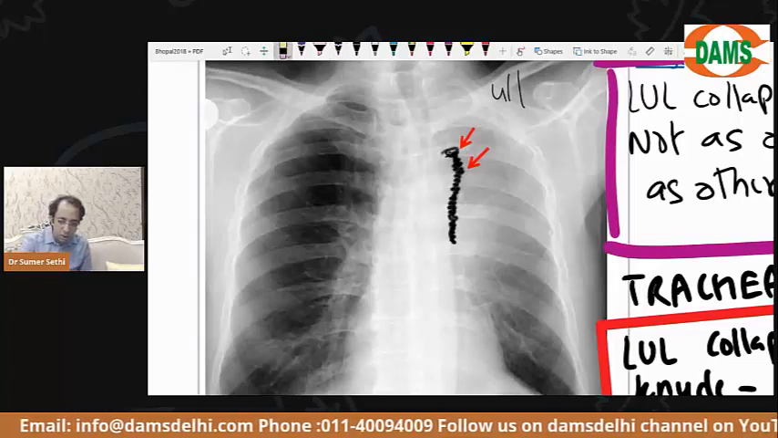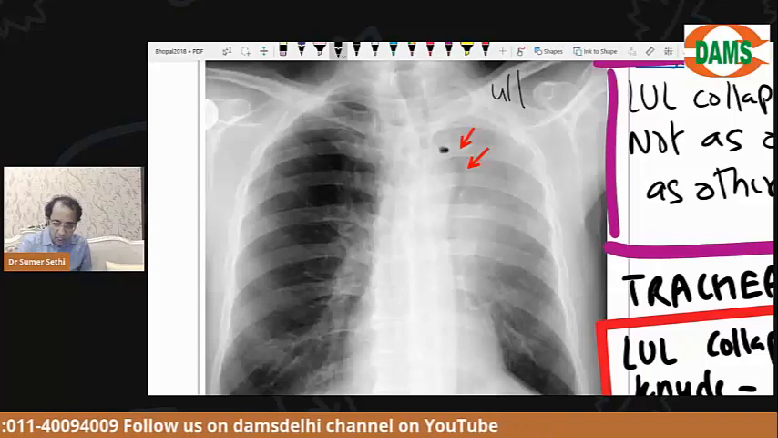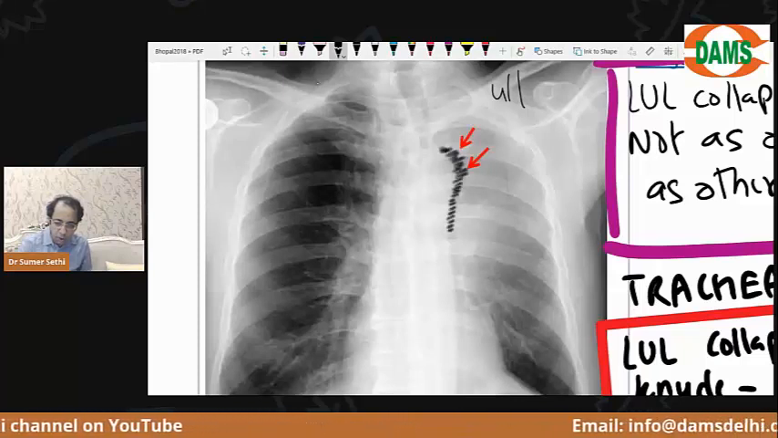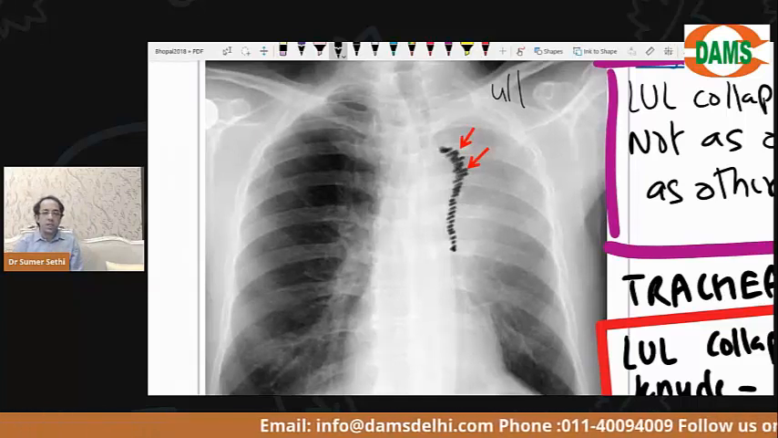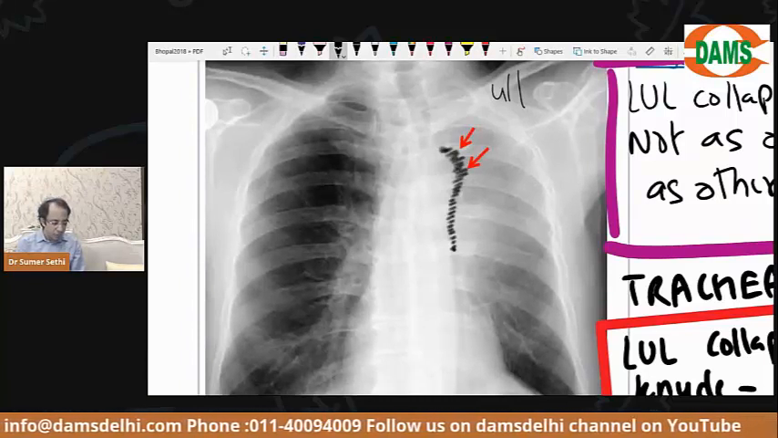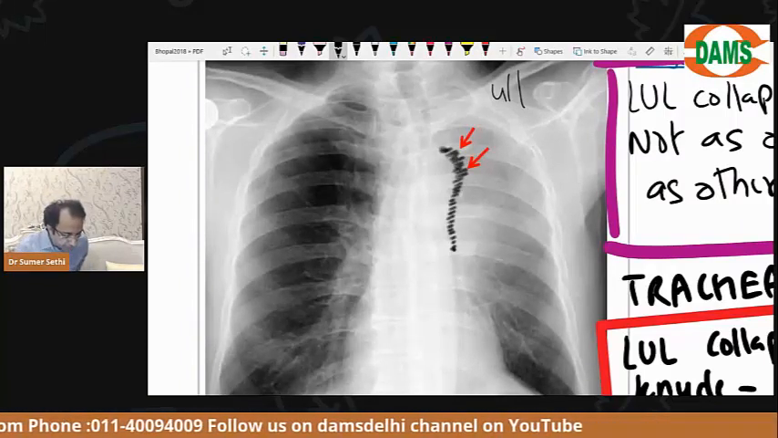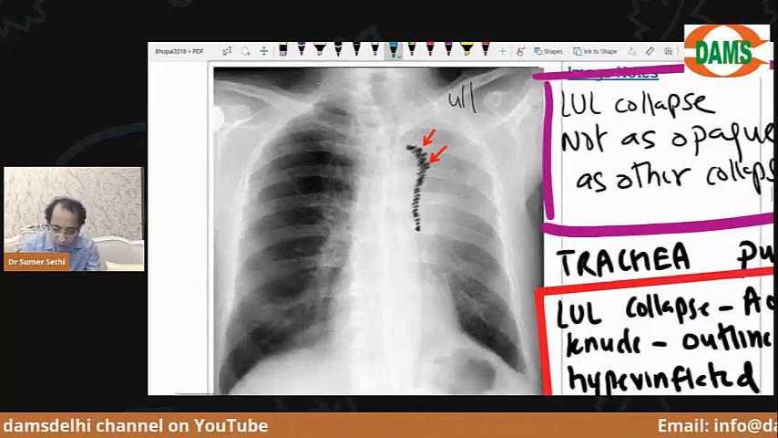Are you clear? So it is the lower lobe which is actually hyperinflated and pulled up, and it is giving a border to the aorta. This is called the Luft-Sichel sign. Luft-Sichel sign is seen in left upper lobe collapse. Okay, everybody understands? It is a little difficult. So that is why this is the left upper lobe collapse.